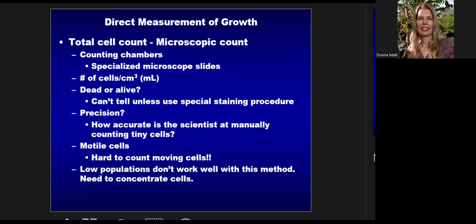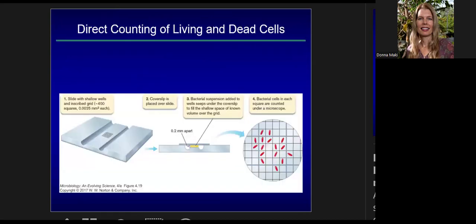If you have a really low population size, like really clean lake water, and you're trying to do this, it's like hunting for a needle in a haystack. It's really hard. You could concentrate your cells, centrifuge your sample and then resuspend in a smaller volume. That would work, but it's a lot of extra steps. So microscope counts, I'll do it occasionally, but that's not my go-to. I tend to use spectrophotometers and do optical density, but it is something you can do.